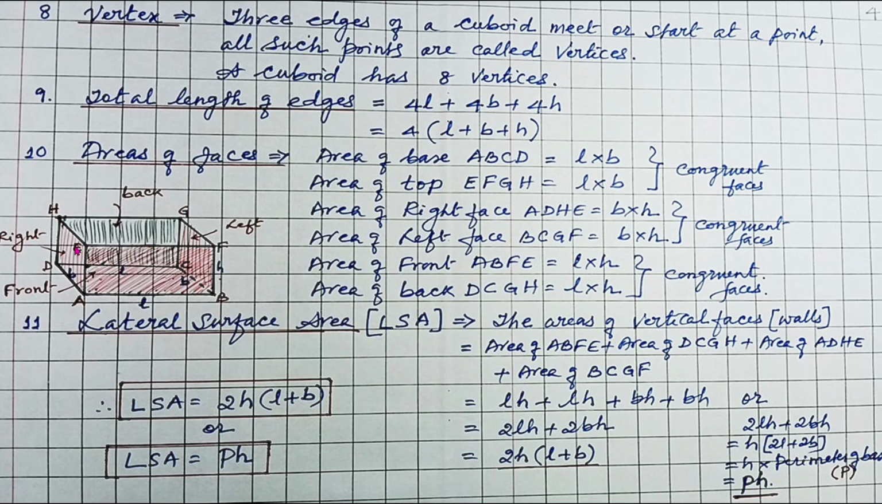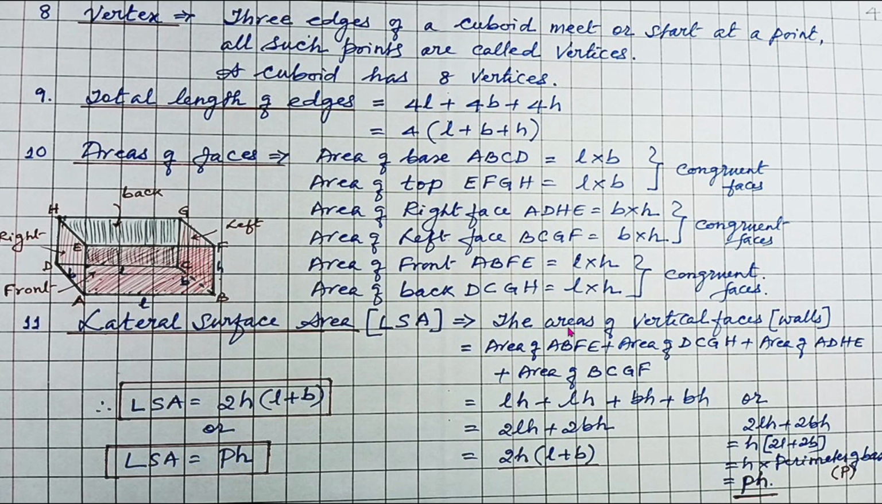And then the area of the right side is breadth into height, and the area of the left side is again breadth into height. The area of the front side is length into height, and the area of the back side is length into height. So these are the areas we find by knowing the length, breadth and height of the faces of a cuboid. Now the lateral surface area.